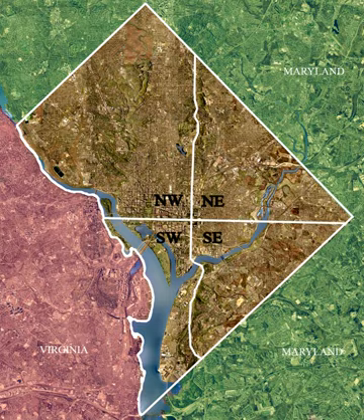H.R. 5388 would have granted the District of Columbia voting representation in the House of Representatives only. This bill never made it out of committee.